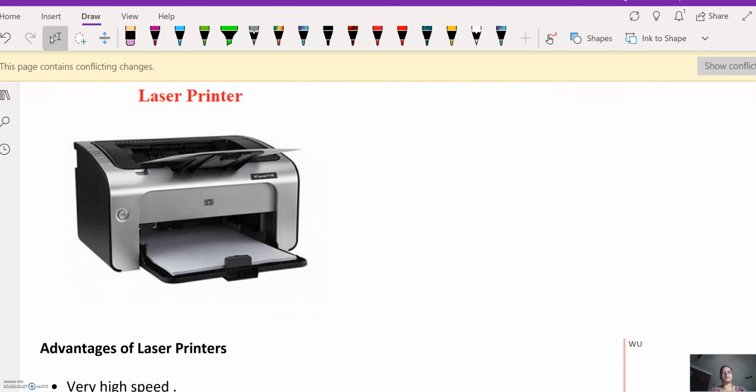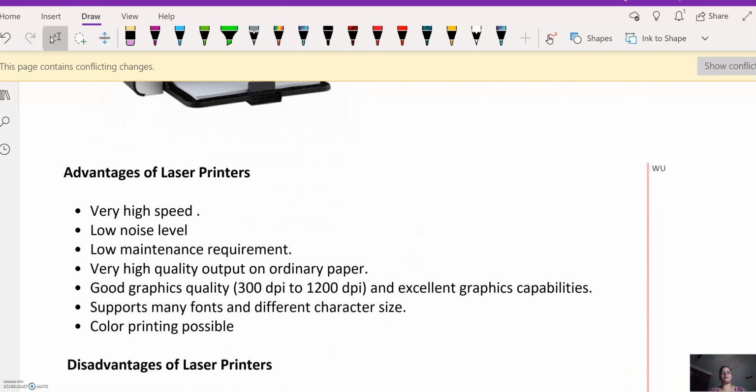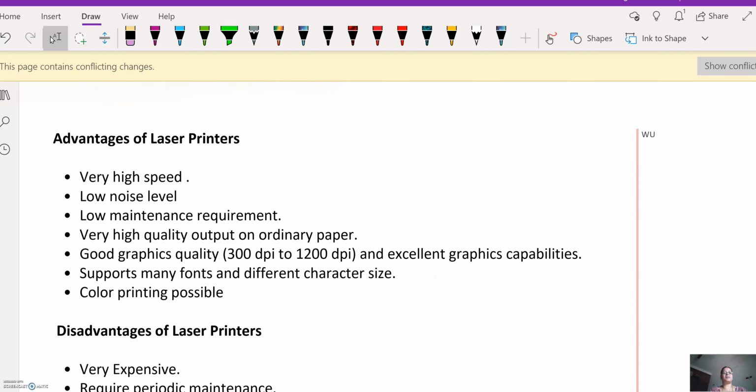So this is the diagram of how a laser printer appears, and I hope everyone is already familiar with the laser printer. Coming to the advantages of the laser printer, it is very much noted for its speed, a very high speed, and of course there is no concept of impact. So the printer is not going to strike the paper, and because of that the noise level is also going to be low. And with respect to maintenance, it is going to be low.